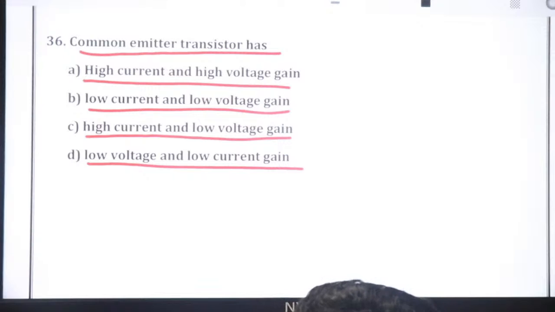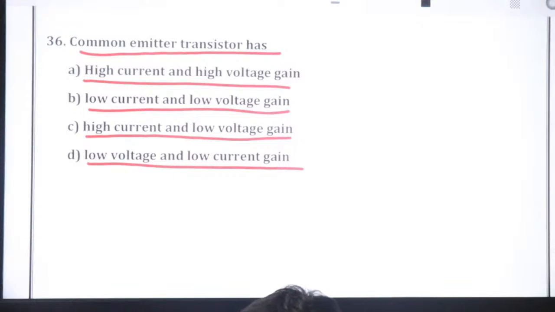What is the answer? Because of common emitter configuration, high current gain as well as high voltage gain; power gain is also highest. Yes, both current gain and voltage gain are high.